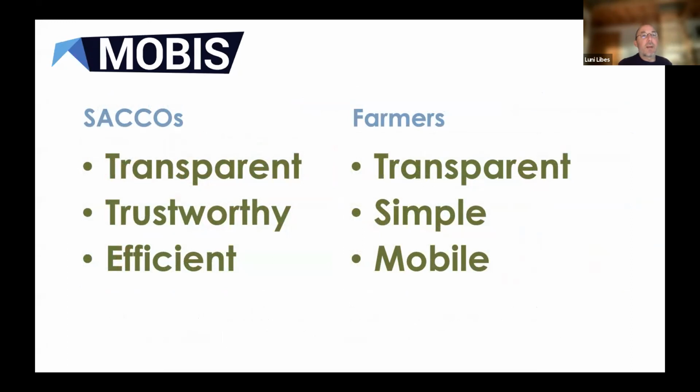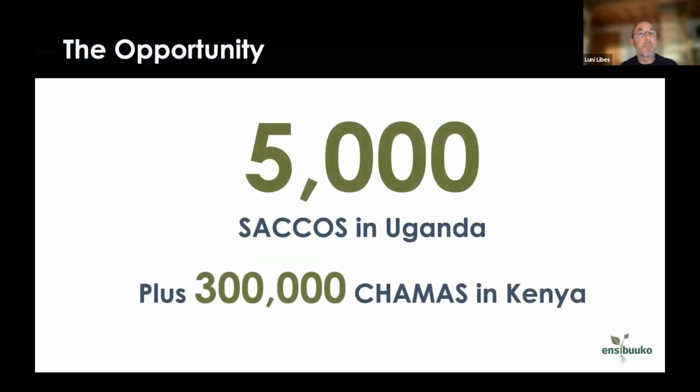So for the SACCOs, they create more transparency, which creates more trust. It's much easier for them to run these systems, so it's more efficient. And on the farmer side, they get the transparency of their accounts. It becomes much more simple for them to access and use these services. It's all mobile now, and every adult in Uganda has a phone, and there are new services that we can put onto the same system.